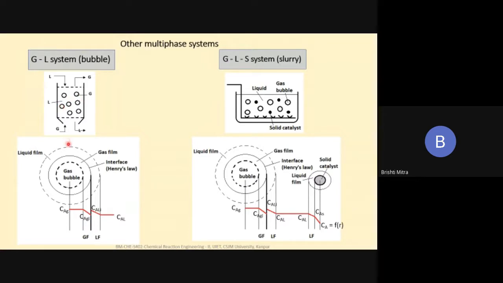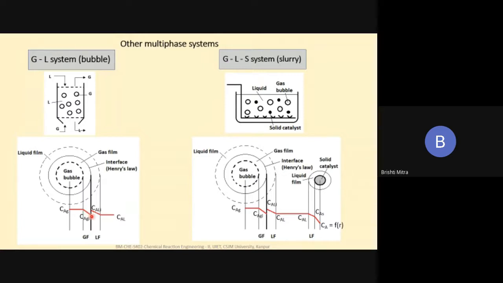So if you look at the concentration gradients out here, what do I have? Inside the gas bubble, the concentration is given by CAG. At the surface, the concentration is CAGI. Inside the gas bubble the concentration is constant, so we have a straight line. When it comes to the surface, around the surface there's a gas film, and because of mass transfer there's a drop in concentration. So the concentration changes from CAG to CAGI.